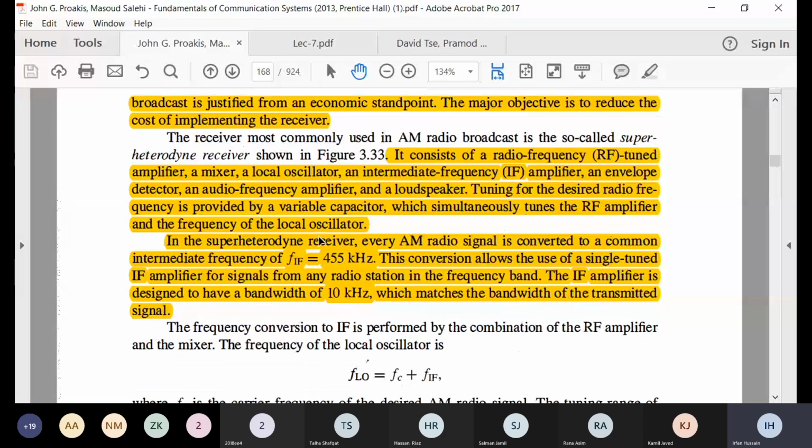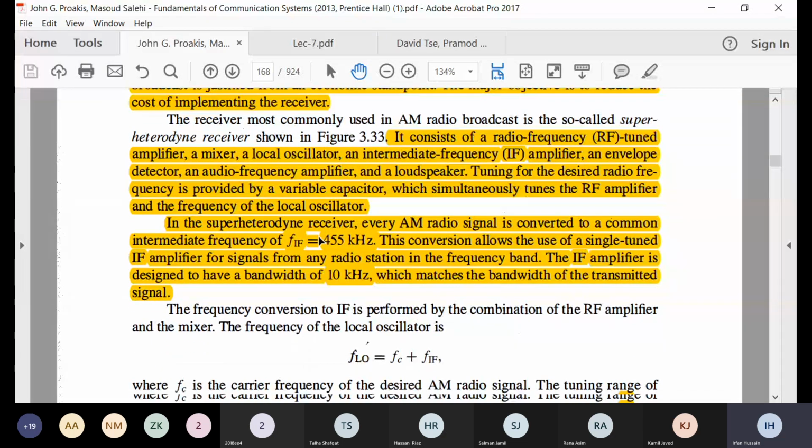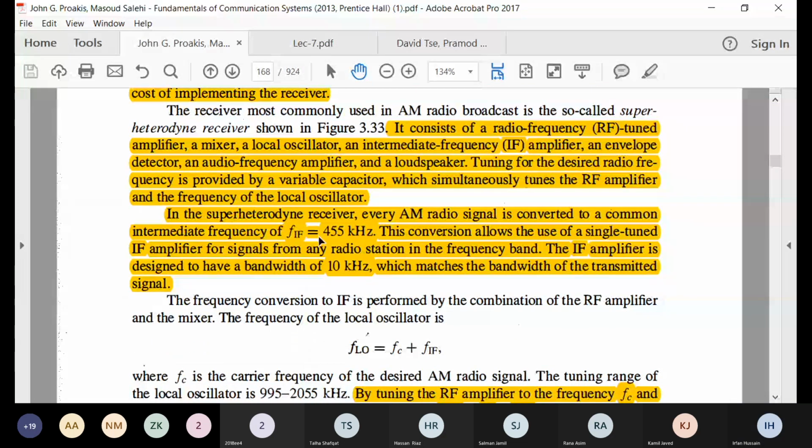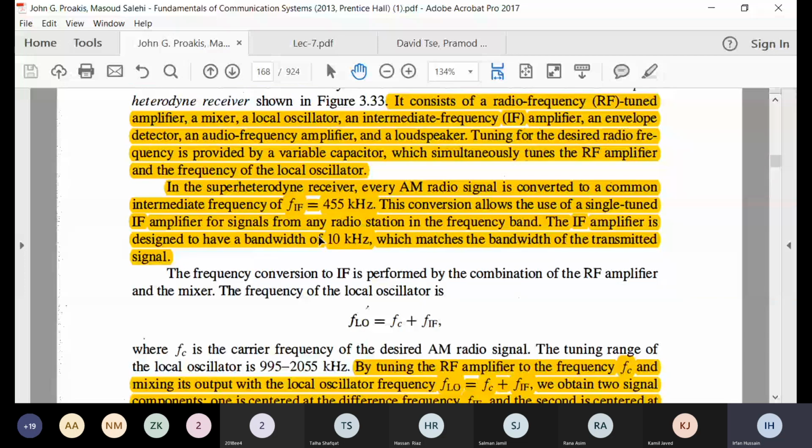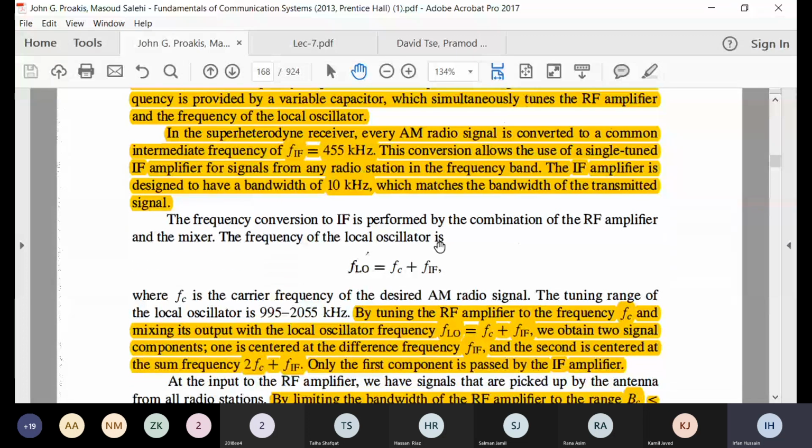Now, how is this done, how do we bring the signal to an intermediate frequency IF? This is done by having your local oscillator set to a frequency FC plus FIF. So if your radio station has a frequency of FC, you will select your oscillator to have a frequency of FC plus FIF. In this way you will tune into the FC frequency, as well as that FC frequency will be converted to FIF.